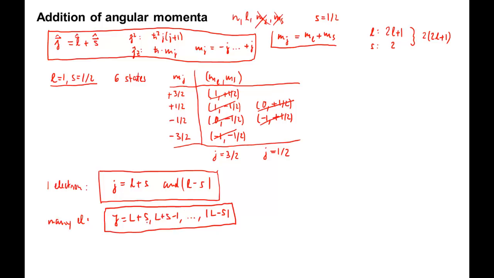Here, the uppercase L is the sum of the orbital angular momentum quantum numbers of all electrons, and uppercase S is the sum of the spin angular momentum quantum numbers of all electrons. The one electron rule is just a special case of the many electron rule. Generally, we use uppercase letters to distinguish the many electron case from the single electron case. So, in the presence of spin-orbit coupling, the good quantum numbers are L, S, J, and Mj.